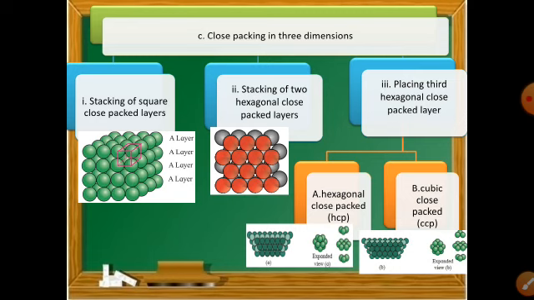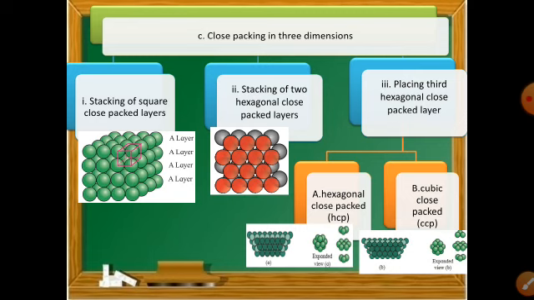So here, all three layers, that is first, second and third, suppose first is A, second is B, third is C, so they have different arrangement. There is no alignment in the particles of the first layer, second layer and third layer. But if we keep a fourth layer, that fourth layer will be of A type, that is, the particle of the first layer and the fourth layer will have the same alignment.